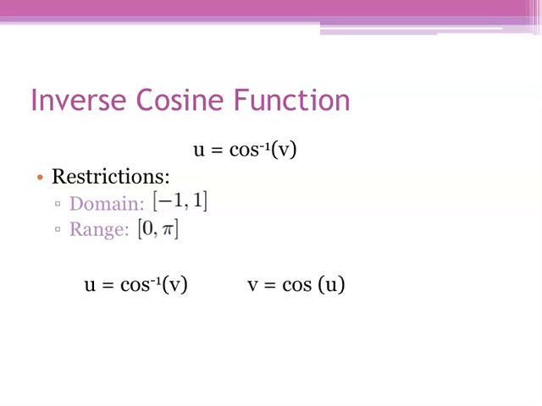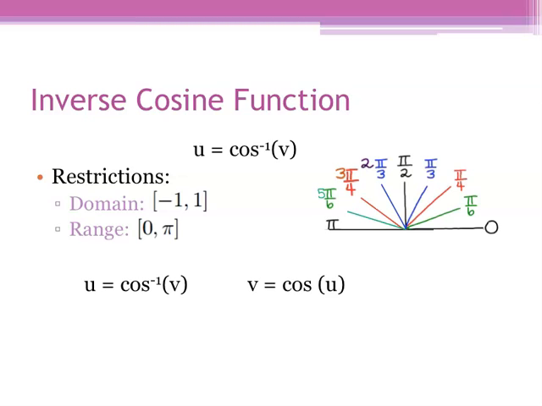Okay, and again, if it makes you feel better about seeing how to go back and forth between the two, u equals cosine inverse of v is the same as v equals cosine of u. In terms of the range being from 0 to pi, for cosine inverse we are looking at quadrant 1 and quadrant 2. So your answer for any of these inverse cosine functions should always be between 0 and pi. It should always be in either quadrant 1 or quadrant 2.